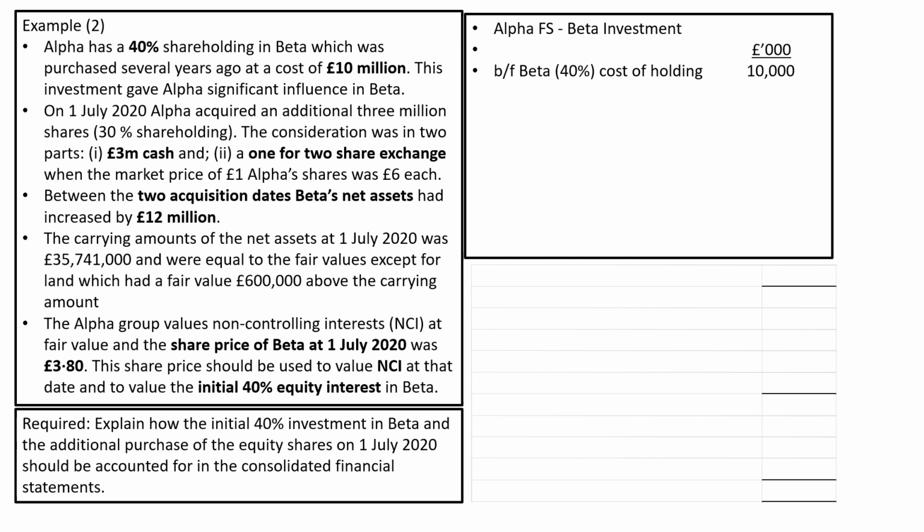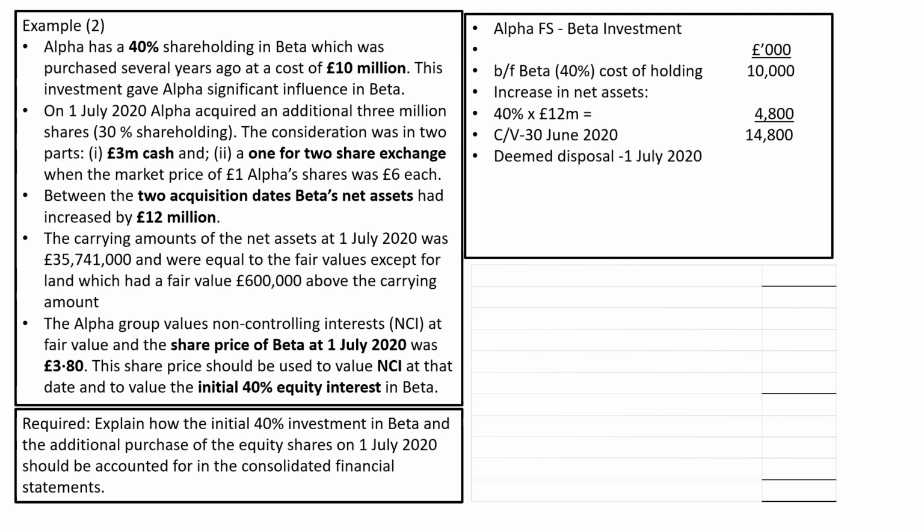We start with the original cost of the holding, purchased many years ago, at 10 million. In equity accounting, any increase in net assets from the date of acquisition is added on to the cost of holding. So we are told that between the two acquisition dates, Beta's net assets had increased by 12 million. So 40% times 12 million gives us 4.8 million. And that gives us a carrying value at 30th of June 2020 of 14.8 million.